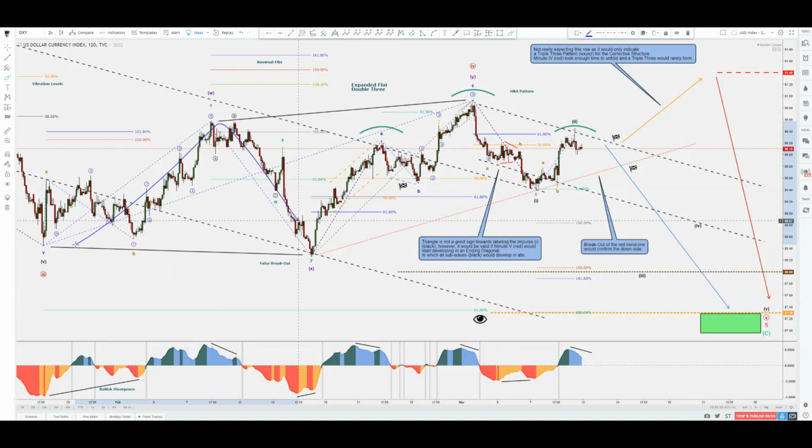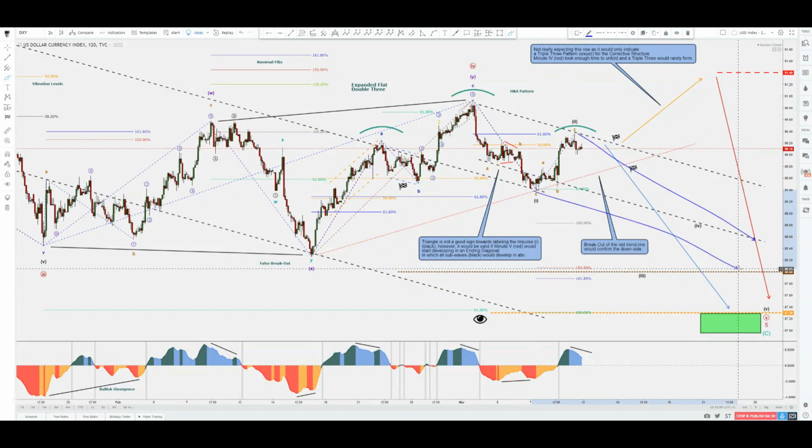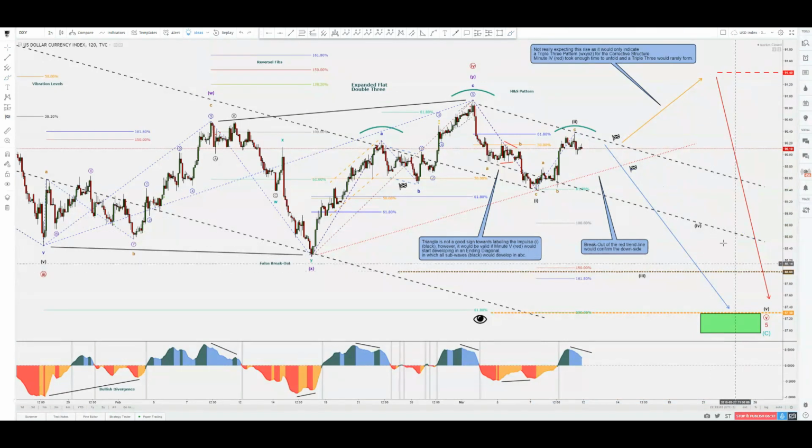Now the way I'm seeing this is as a W, X, and then A, B, C in a Y. The problem that I'm having right now is I don't like the way this triangle is located right here, making this an A, B, C. So therefore, free wave move. The only way it would move on the downside to be treated as a motive wave would be in an ending diagonal. Yeah. So if it's an ending diagonal, then it should obviously move on the downside.